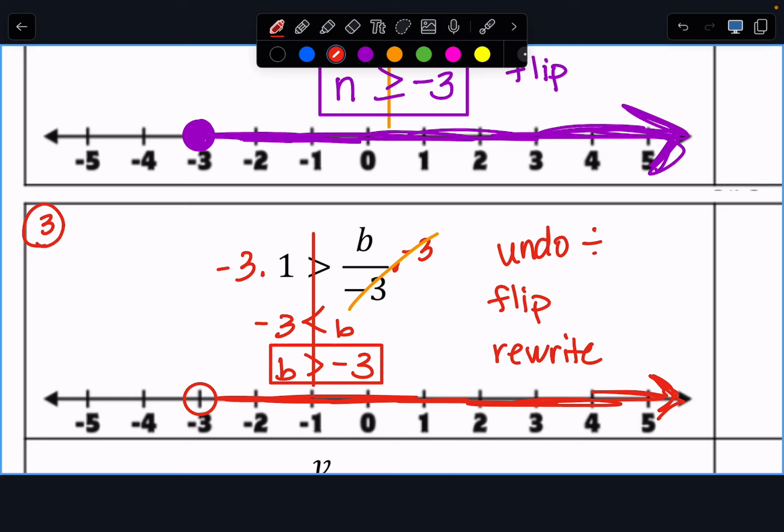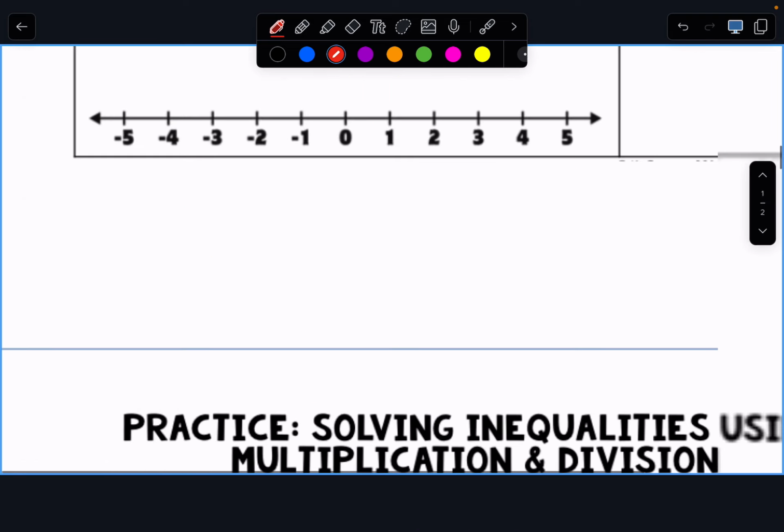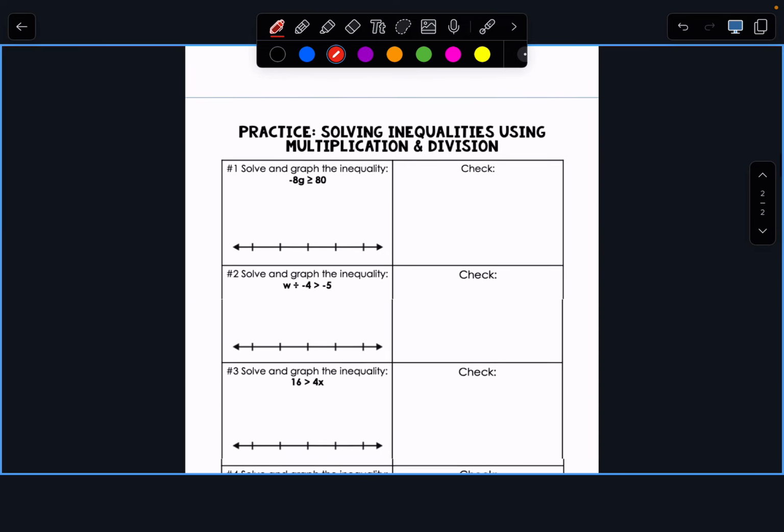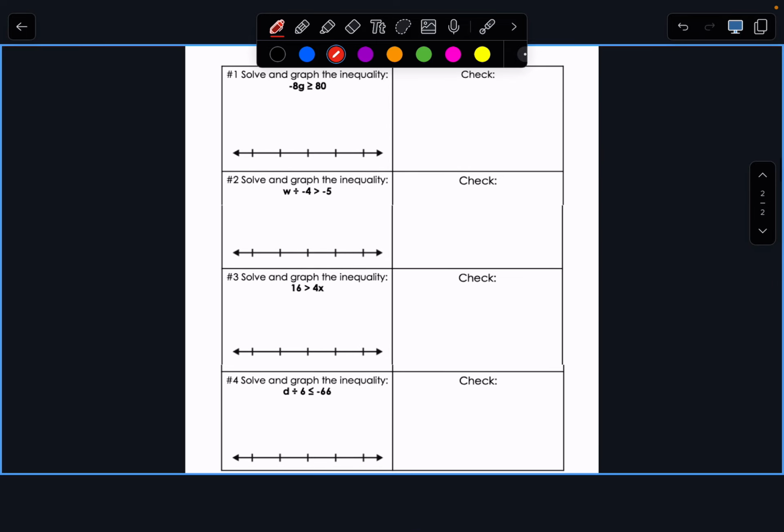Okay, so this is what I want you to do. We're going to skip number 4. We're going to go to page 13. And on page 13, there are 4 problems. I want you to put a star by any problem where one of the steps is multiply or divide by a negative. Put a star on any problem where you would have to multiply or divide by a negative. Simple, just do it.